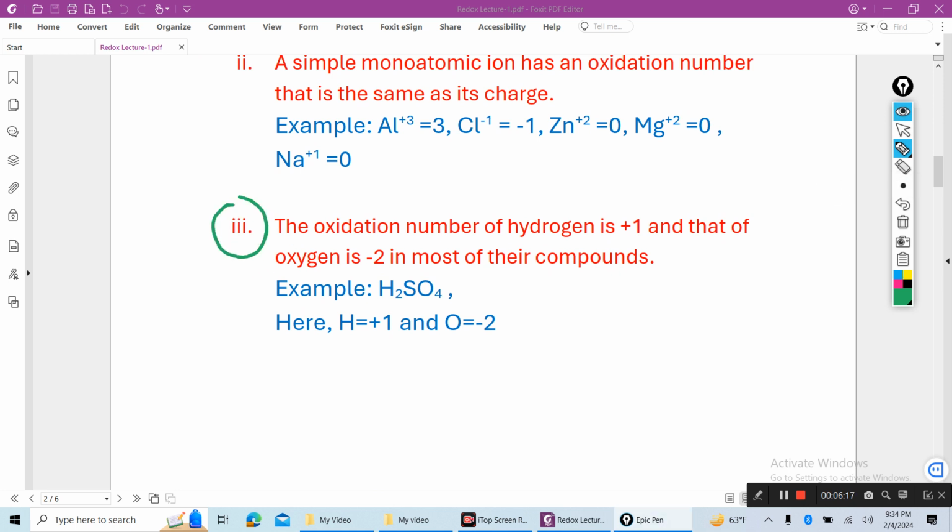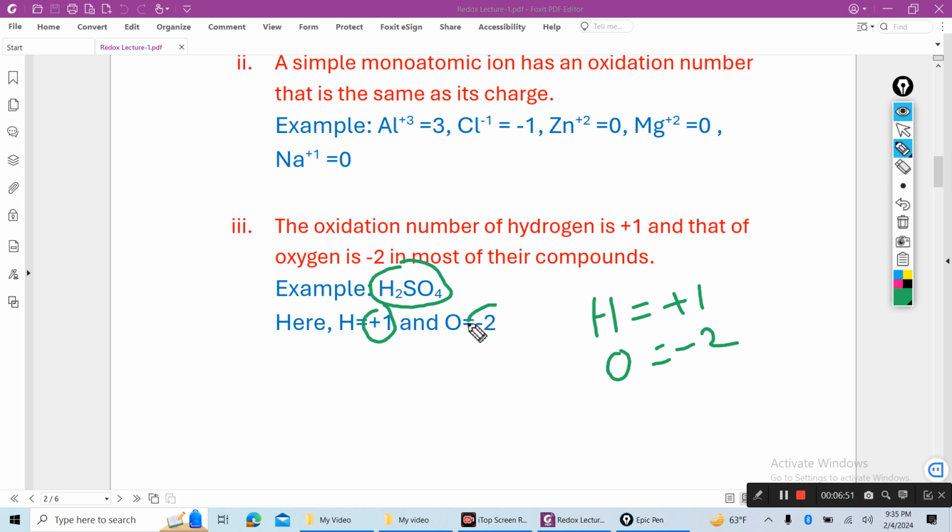Now rule 3: the oxidation number of hydrogen is plus 1 and that of oxygen is minus 2 in most of their compounds. I mean, in a compound hydrogen oxidation number is plus 1 and oxygen is minus 2. So sulfuric acid is a compound. Here hydrogen is plus 1 oxidation number and oxygen is minus 2. Water is a compound. Here hydrogen oxidation number will be plus 1 and oxygen oxidation number will be minus 2. These are the 3 rules for oxidation number.